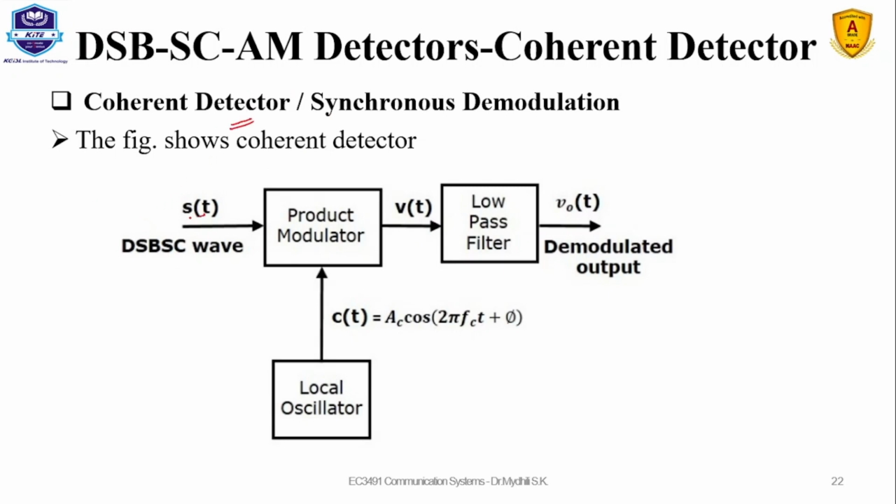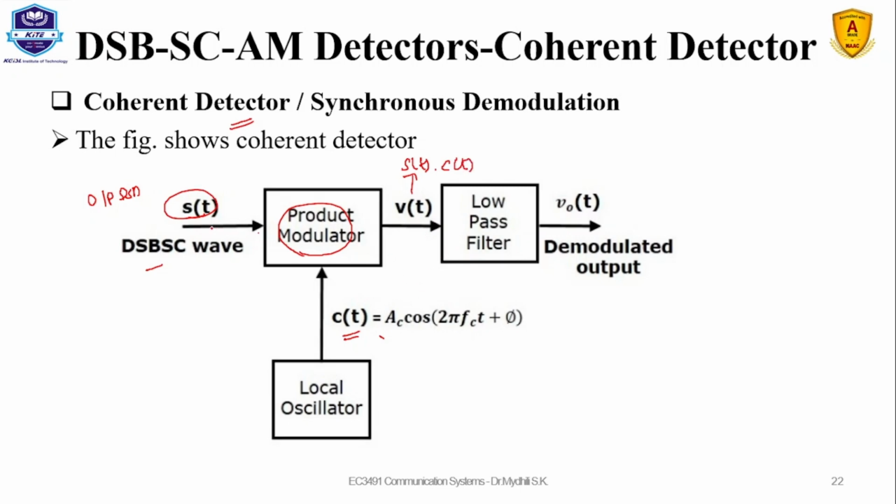So we will be fetching the input to the product modulator from the output of a DSB signal. The DSB wave which is generated is fed as input here, and a local oscillator is used to generate a carrier signal. The carrier signal is fed to the product modulator. We know the product modulator just multiplies, giving S of t into C of t.